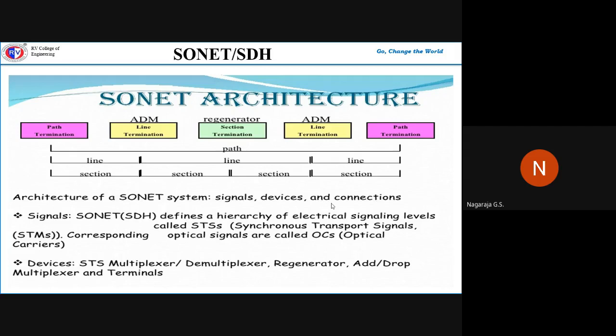Yeah, we have different types of signals as well. We can call these things the hierarchy of electrical signal levels, and you can also call them synchronous transport signals. Optical signals are also called optical carriers. I mean, you can use different terminologies as and when you talk about your data transmission from source to the destination end.